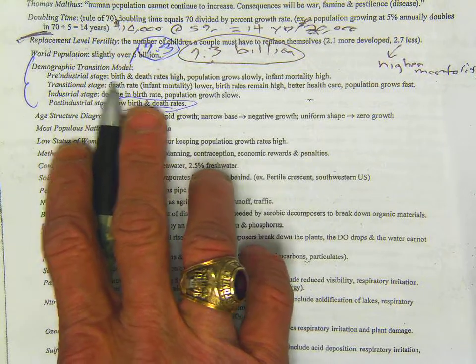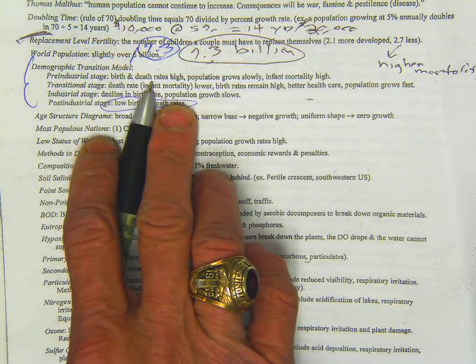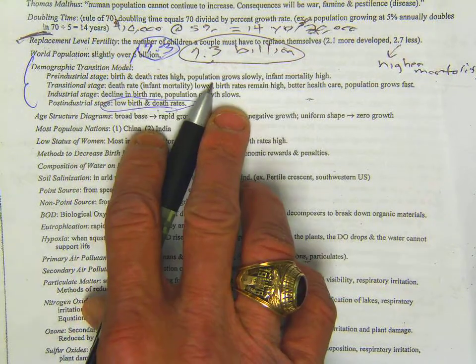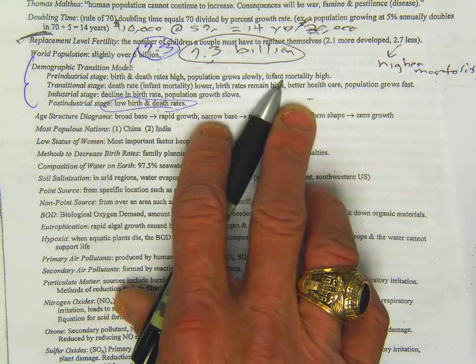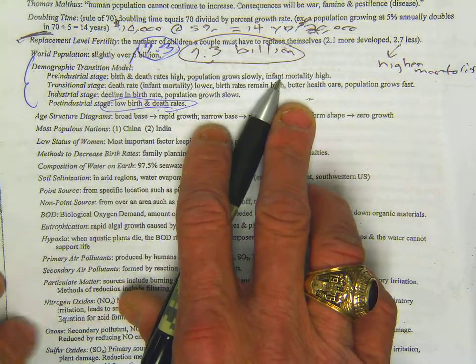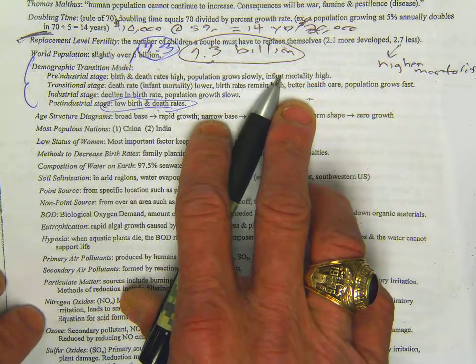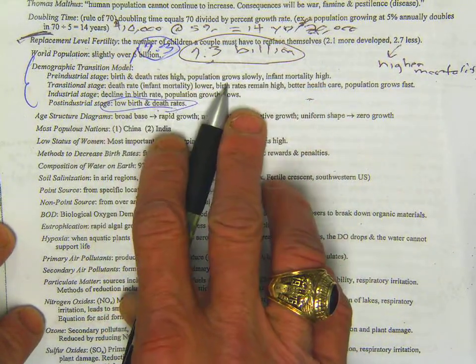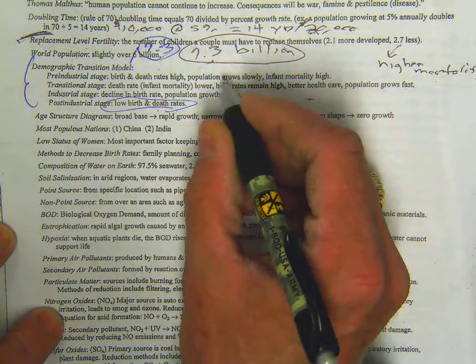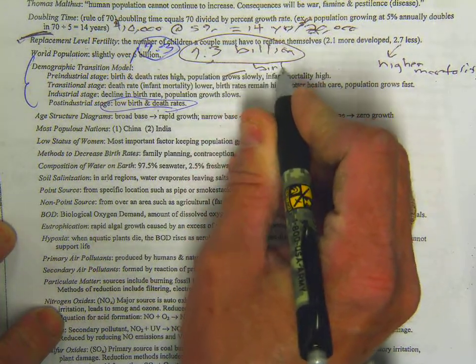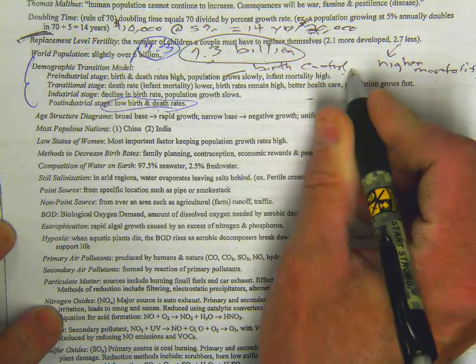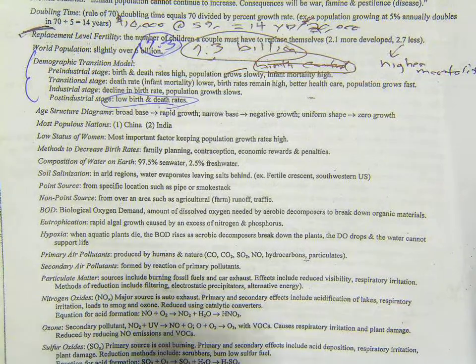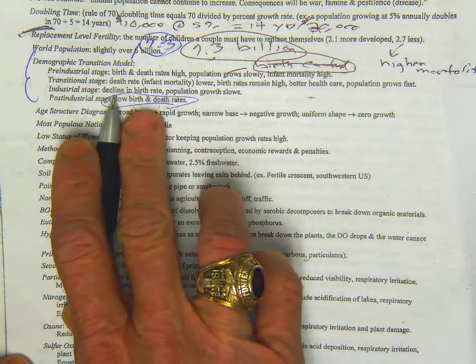Basically, in your pre-industrial stage, your birth and death rates are very high. You have to remember that because of this, the overall population grows slowly. The infant mortality rate was very high because of terrible health care; they didn't have many hospitals, and sanitation was bad. So as a result, the overall population grows slowly. Also, birth control was really nonexistent at that time, so the birth rates are pretty high because of that.